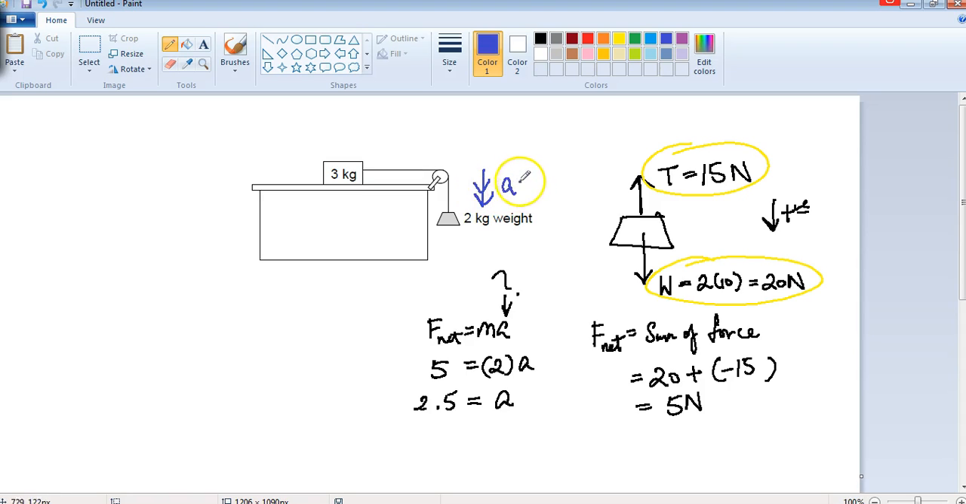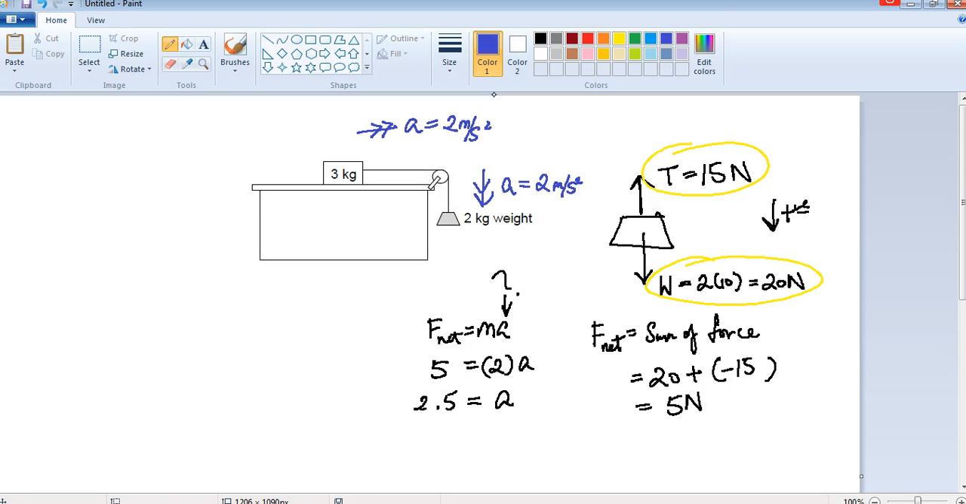So now I know acceleration is equal to 2.5 meter per second square. Why do I want to work out this acceleration? Because the 3 kg block and the 2 kg weight are linked by this rope. Meaning that if my 2 kg is accelerating at this rate, my 3 kg block must also be accelerating at the same acceleration. Otherwise the rope will not be in tension.